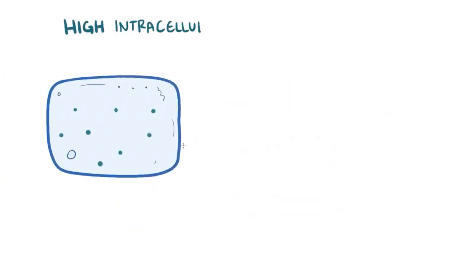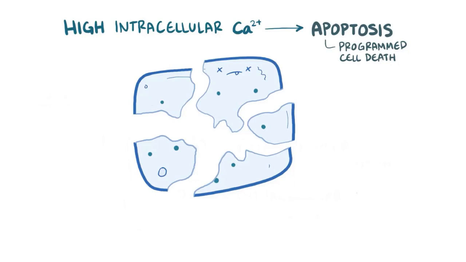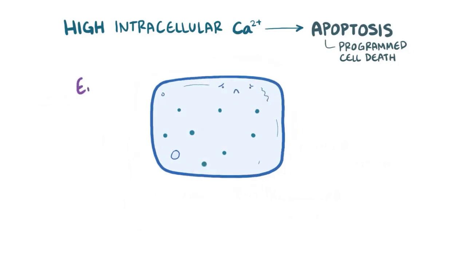High levels of intracellular calcium cause cells to die. In fact, that's exactly what happens during apoptosis, also known as programmed cell death. For that reason, cells end up using a ton of energy just to keep their intracellular calcium levels low.